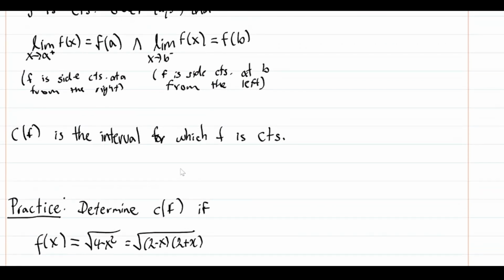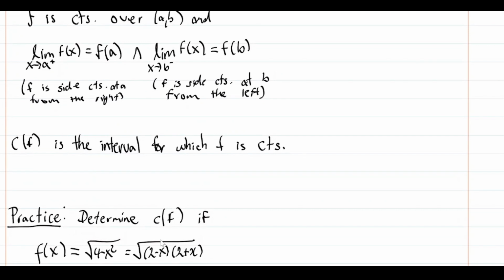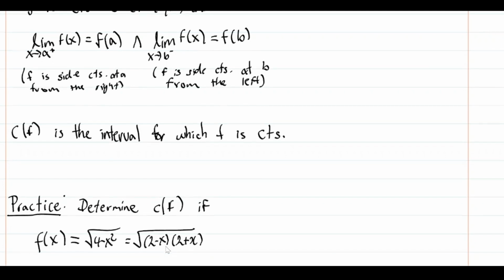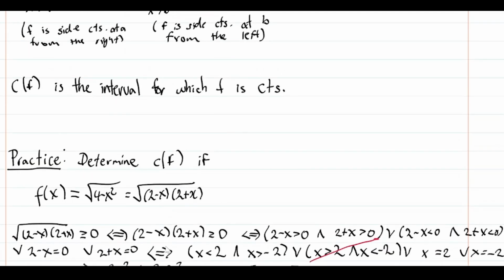So here's a practice. Determine the interval of continuity of f if f of x is the square root of 4 minus x squared. Now, our first step whenever doing this is to try to find out the domain. You can use any method you want, maybe learned from pre-calculus or from algebra, but we'll just say, since this is a square root, the inside has to be greater than or equal to 0.